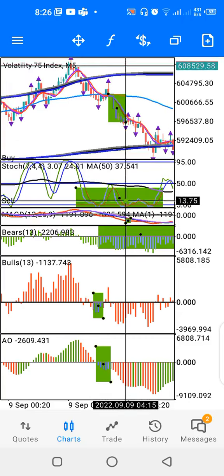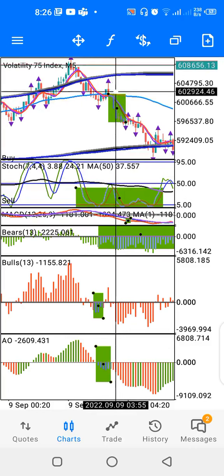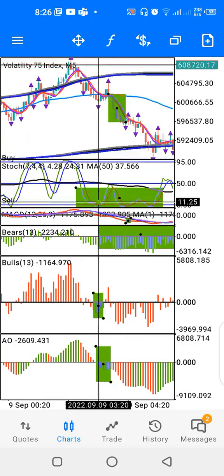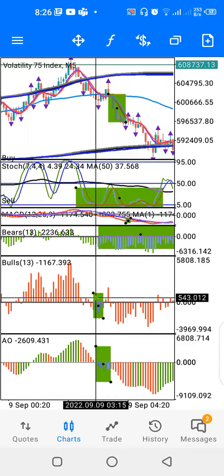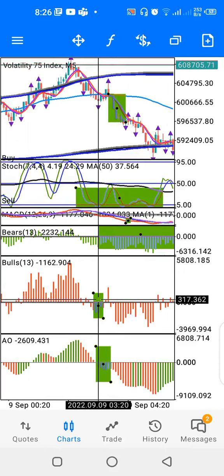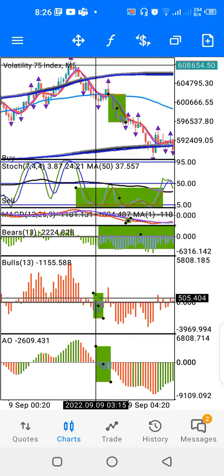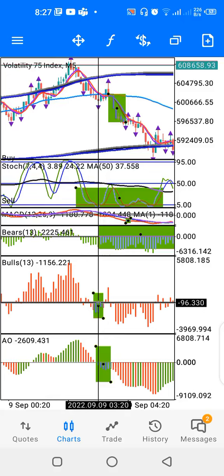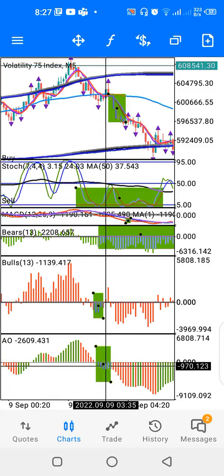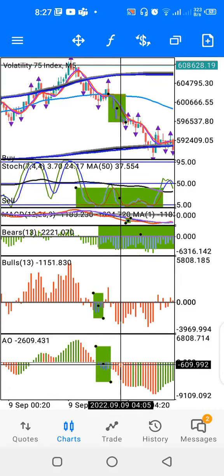So the alignment of what's happening on the main chart, confirmation on the main chart, a touchdown or indicator with the third bar, and the crossover on the Awesome Oscillator indicator, then you can confidently take your sell trade. All right.